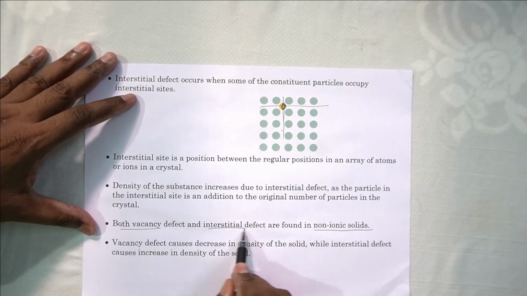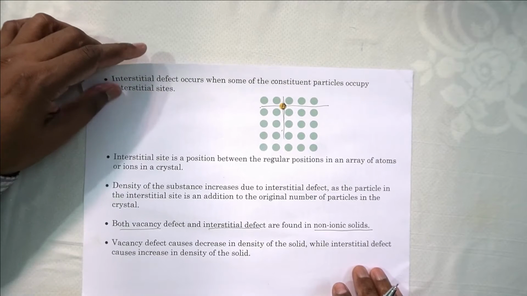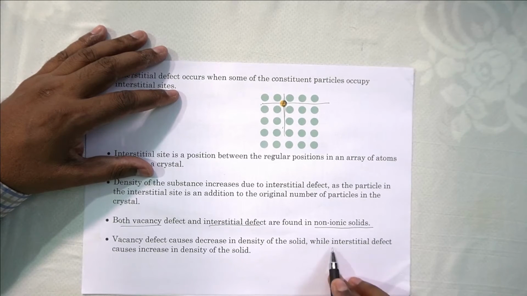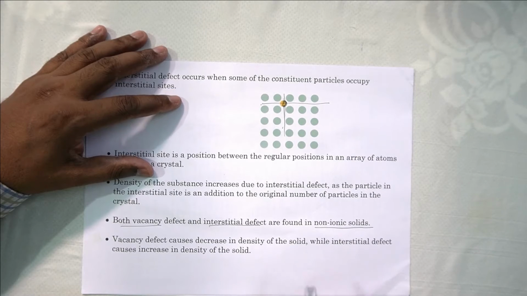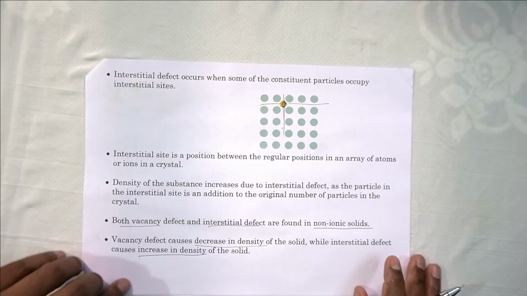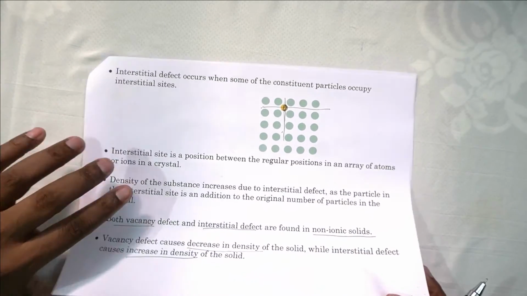Both vacancy defect and interstitial defect are found in non-ionic solids. Vacancy defect causes a decrease in the density of the solid, while interstitial defect causes an increase in density. This is the difference between vacancy defect and interstitial defect.